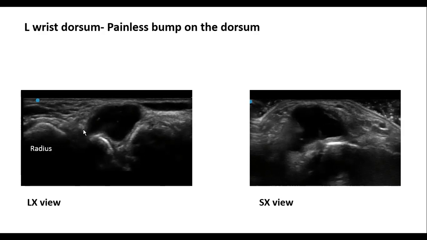So you can measure it, right? So you'll put one caliper from here to here, here to here. So this would be the length. This will be the breadth. And height, you can get it from long axis or short axis, because you'll get approximately the same dimensions in both. So can you formulate an impression for this one?